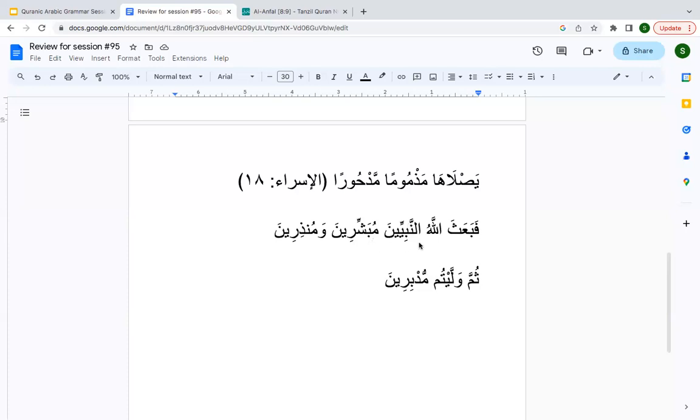Mubashirina, hal. How is it hal? It is describing how they were sent. What was the condition of the Nabiyyin? They were the givers of the good news. Is every condition met here? An-Nabiyyina, plural, proper. Mubashirina, plural, masculine. An-Nabiyyina is ma'rifa, which is proper. Mubashirina is nakira, which is common. Both are in the nasb status. Every condition met or no? Number and gender are also matching.